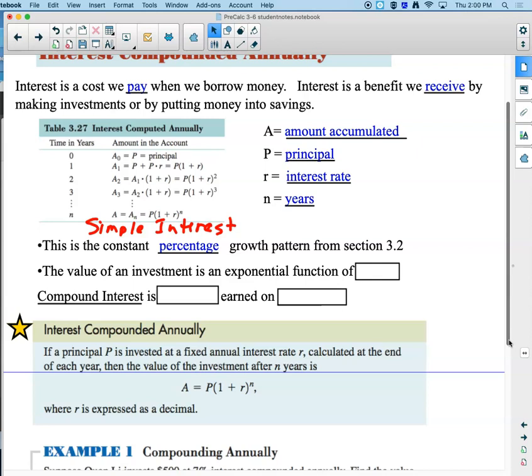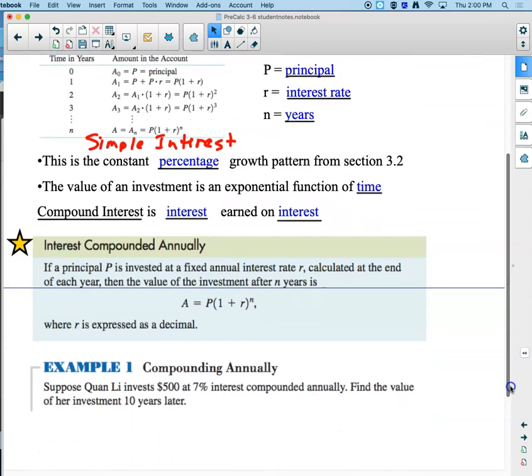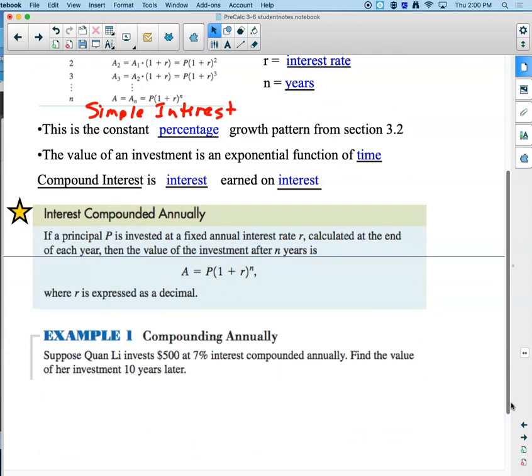The value of an investment is an exponential function of time. The longer you leave it in there, the better. Compound interest is interest that's earned on the interest. So that's why it's nice that they're compounding it quarterly. At the end of the quarter, they tell you what you have, and then you earn interest on the interest. Now, interest compounded annually is where we start, because that is a really, really basic formula.